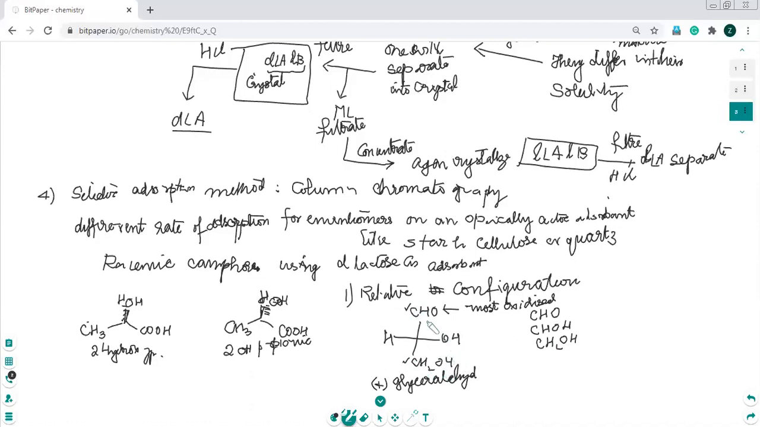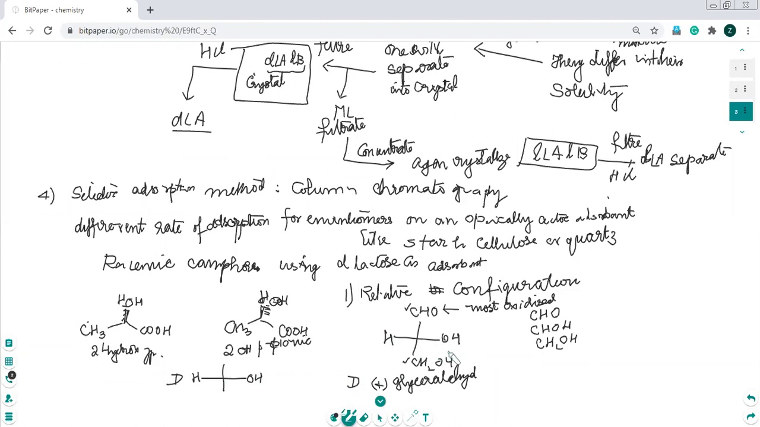Okay. Now once they have written this structure, it was assumed. Look, it is assumed that the naturally occurring glyceraldehyde is having the hydrogen on the left side, OH on the right side. And they designated this as capital D. Okay. Now what is the meaning of capital D? This is the meaning of capital D. H here, OH here, on the chiral carbon.